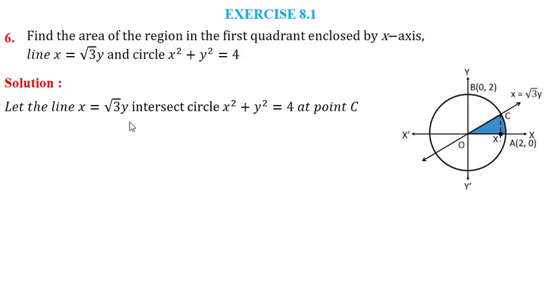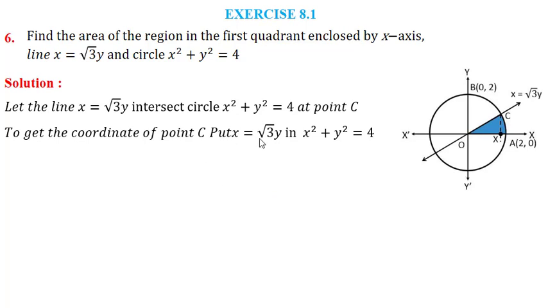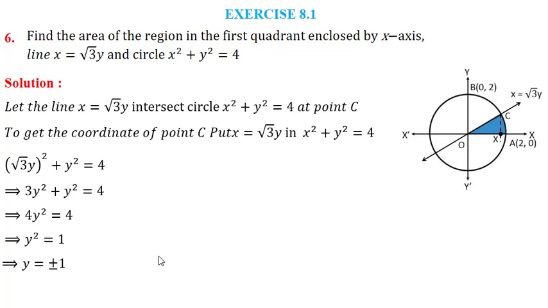Let the line x is equal to root 3 y intersect circle x square plus y square is equal to 4 at point C. I have to calculate the coordinate of point C. For that I will put the value of x as root 3 y in the equation of circle. So I get (root 3 y) whole square plus y square is equal to 4. Now when I square, I get 3y square plus y square is equal to 4. That gives me the value of y as plus or minus 1. Now in our case, the value of y is plus 1, as the point C is in the first quadrant.